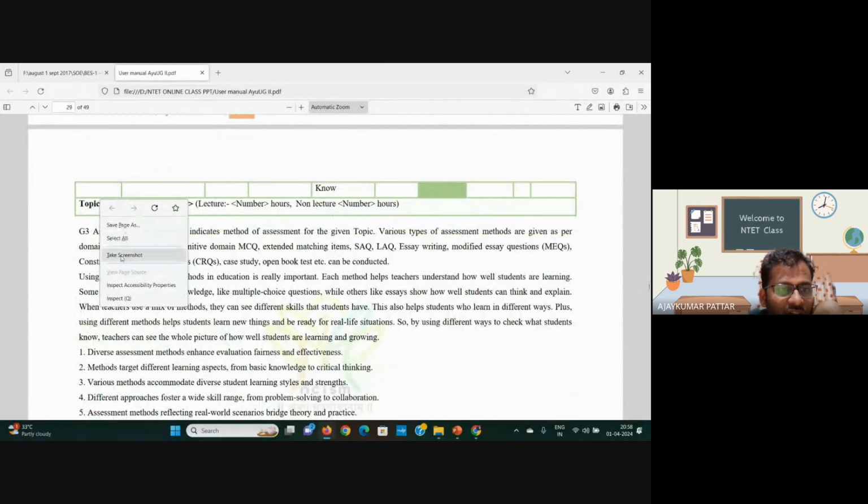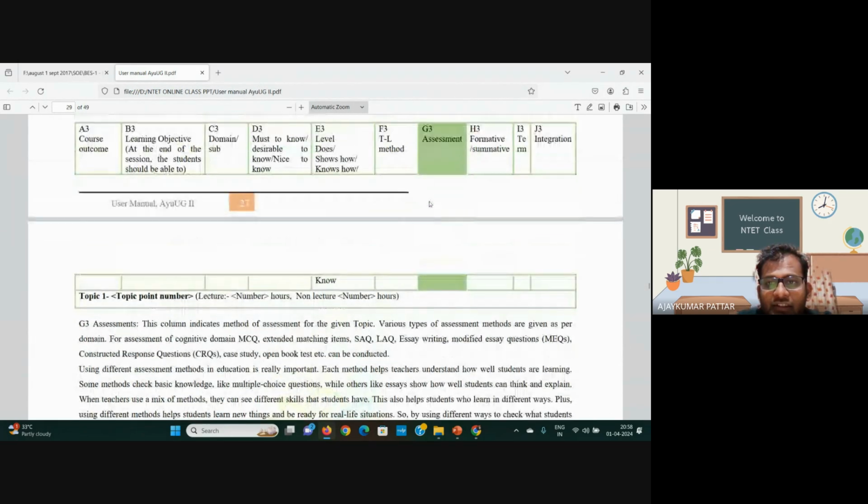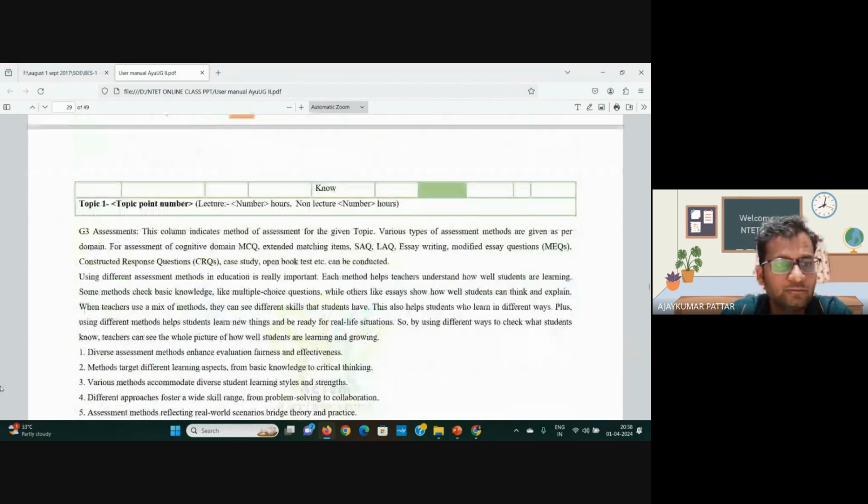So see, G3 assessment, ये कॉलम है ना, ये G3 असेसमेंट के लिए कॉलम है अब हमारा करिकुलम में. So assessment, this column indicates the method of assessment for a given topic. Various types of assessment are given as per domain के हिसाब से अलग अलग assessment methods को दिया है. MCQ कर सकते हैं, extended matching items, SAQ, LAQ, essay rating, modified essay questions, constructed response. These are the methods of assessment. अलग अलग method हम use कर सकते हैं assessment में.